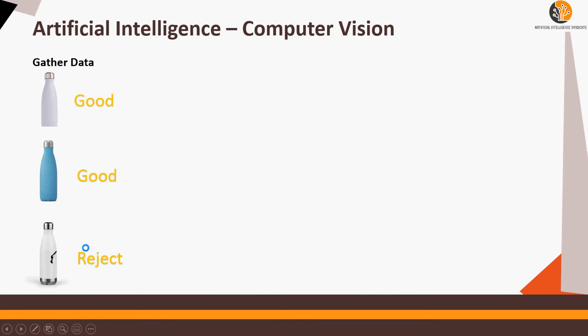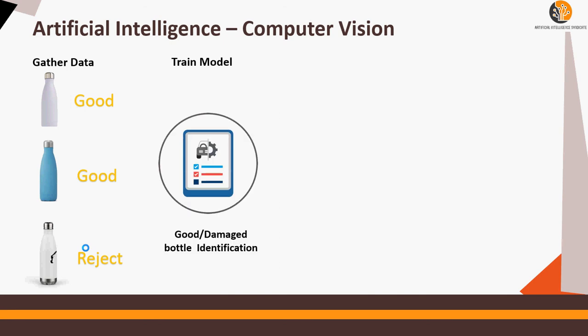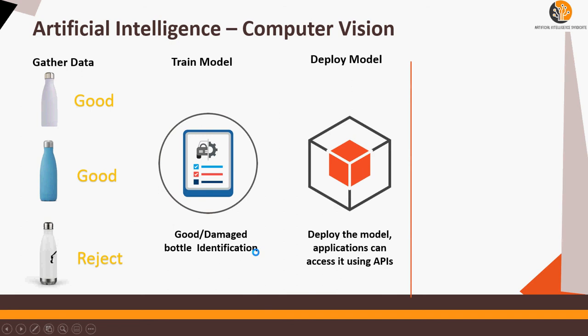So now you have gathered the data, input and observations. This is a classification algorithm because it can be good, reject, good, reject. There are two classes. And next you train the model. So good and damaged bottle identification, and then you deploy the model using APIs, which is application programming interface. So basic: gather the data, train the model, deploy the model. So if you look at it, this image is a reject because you have a defect over here.